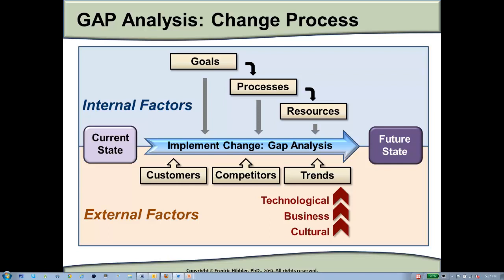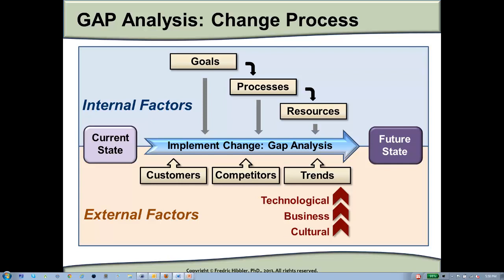After a company completes their environmental scan, they have to conduct a gap analysis. The gap analysis really tells a company how they're going to move from their current state to their future state. Once again, in the gap analysis, a company has to consider both internal factors and external factors. Internal factors are those factors inside the organization, and external factors are those externalities that are going to influence the company from the outside. Let's first consider the internal factors.